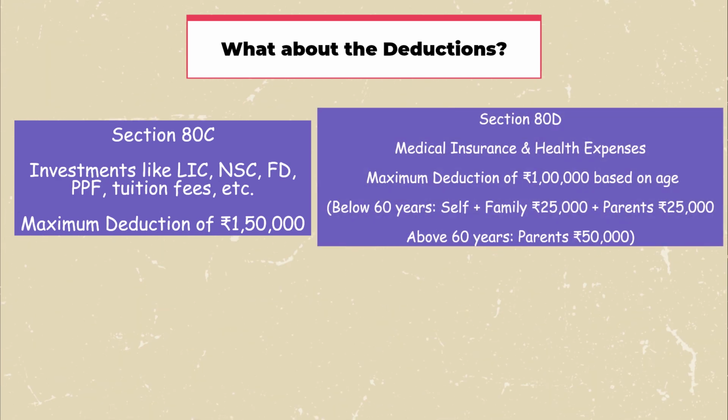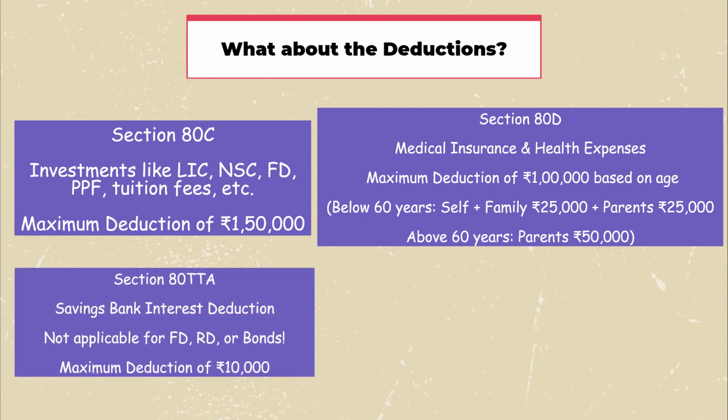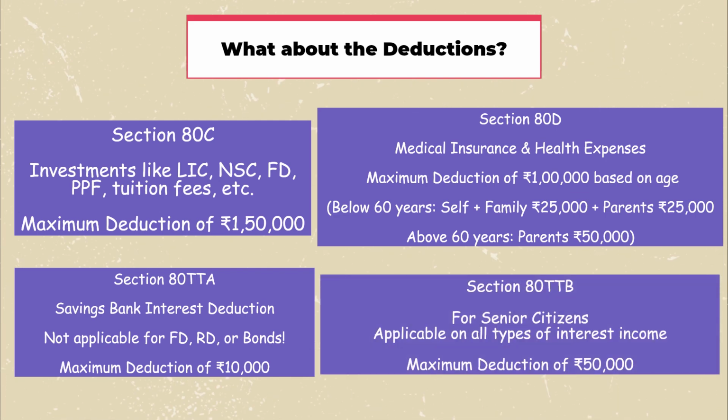Section 80D for medical insurance and health expenses, maximum of 1 lakh based on age. Section 80TTA for saving bank interest deductions, not applicable for FD, RD or bonds, maximum up to 10,000. But for senior citizens, Section 80TTB with maximum deductions of 50,000, which is applicable on all types of interest income.